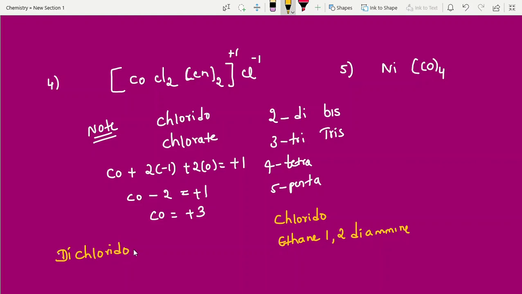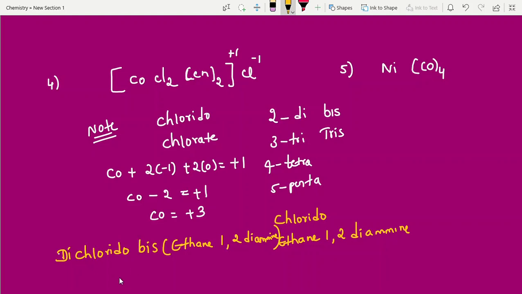Next one what are we writing? Bis, bis ethane 1,2-diamine, close the bracket. Then what will we write here? Chlorate or chloride, what do we have to write here? That is anion, no? That is anion. So try to give the name: dichlorido, bis ethane 1,2-diamine, cobalt.